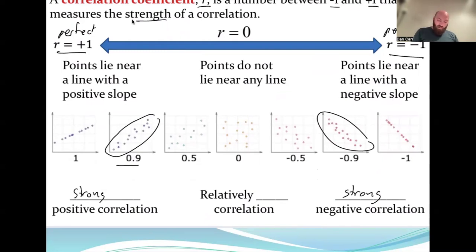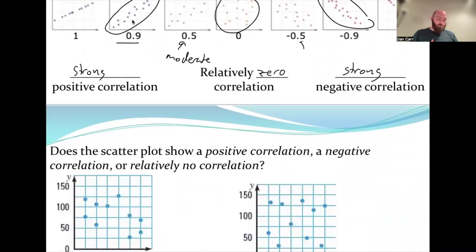If the points are more spread out, there's not really a good trend line. So right here at 0, there's relatively zero correlation, and I'll write the word: relatively zero correlation here. Sometimes people will be more specific. If you're at 0.5 or -0.5, they might call that moderate. So we can be a little bit more specific with that as well.